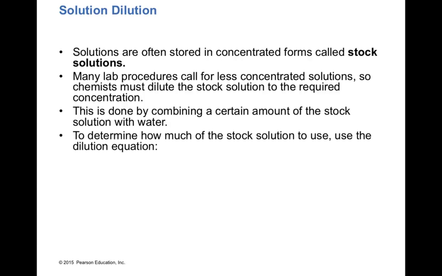To determine how much of the stock solution to use, we use the dilution equation, that is M1V1 equals M2V2. Also, sometimes you're going to see an I instead of a 1, and an F instead of a 2. That will be M initial, V initial, M final, and V final. So this will be the initial and this will be the final. Once again, how many variables do we have in that equation? We have 4 variables. We have the initial concentration, this is molarity, molarity is concentration. We have the initial volume, the final concentration, and the final volume.